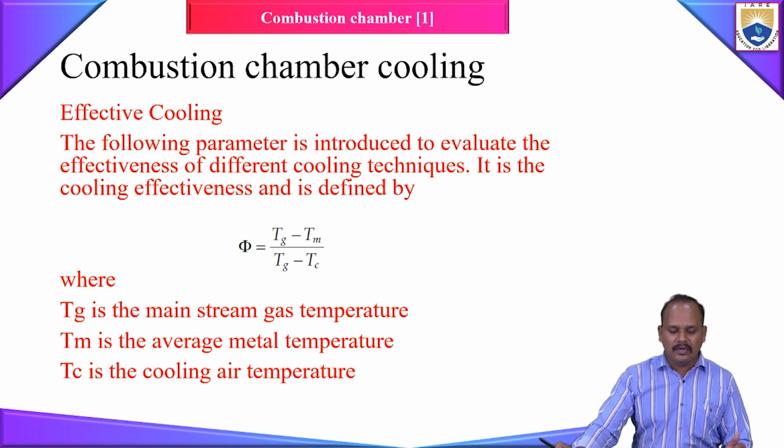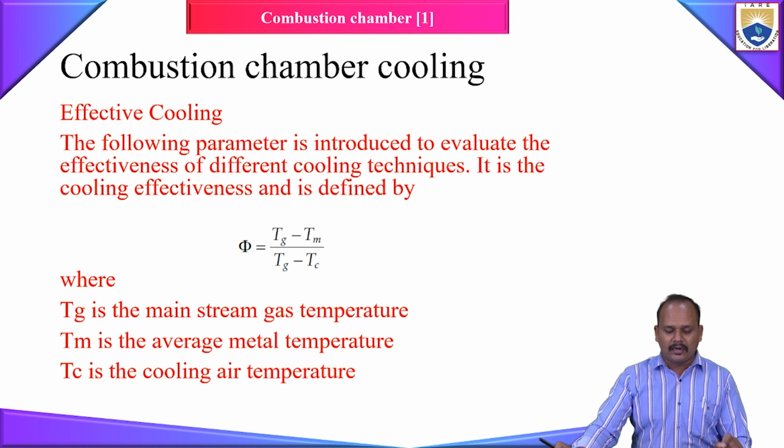So what is your Tg here? Basically, that is the hot gas temperature, and Tm is the average temperature of your metal, basically the liner surface, and Tc is the cooling air temperature.